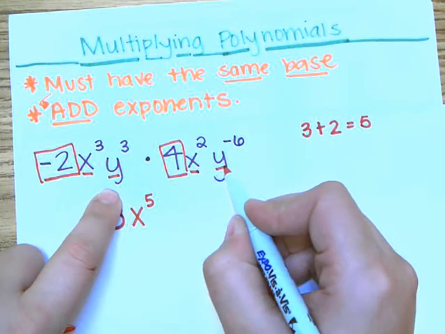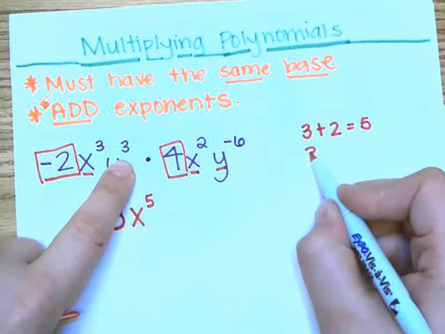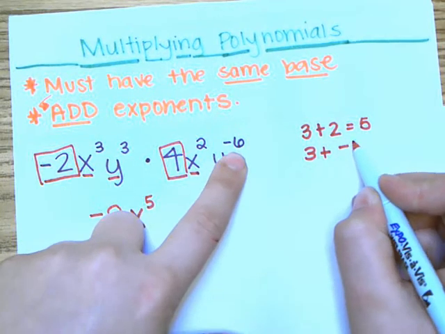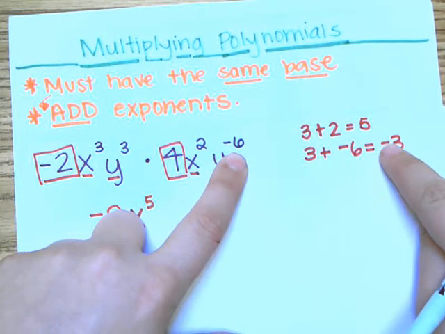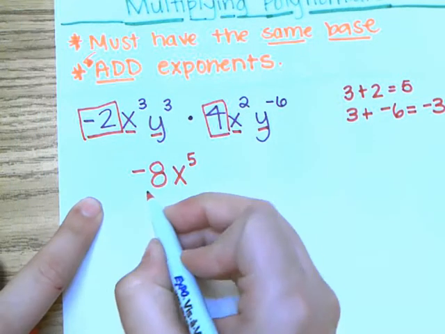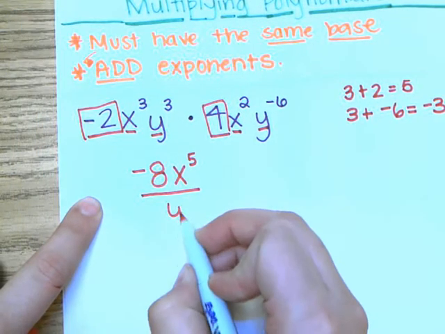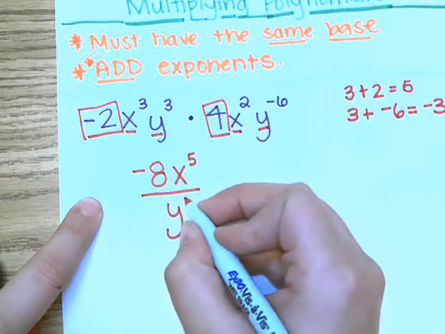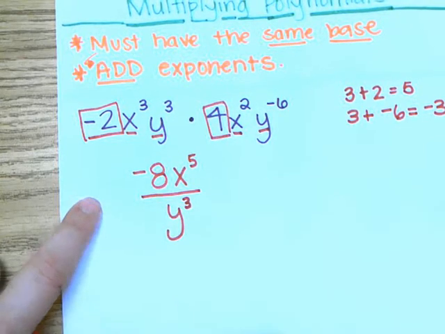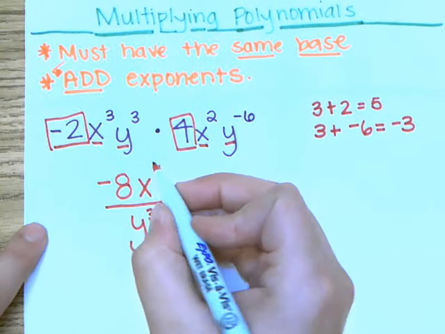Okay, so these have the same bases. They both have y's. So 3 plus negative 6 is negative 3. Since it is negative, we are going to move it to the denominator. And then it gets rid of the negative by moving it to the denominator, as we proved in class.